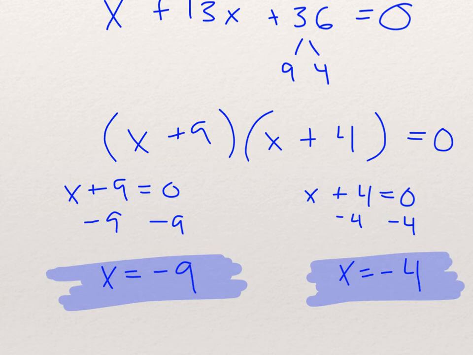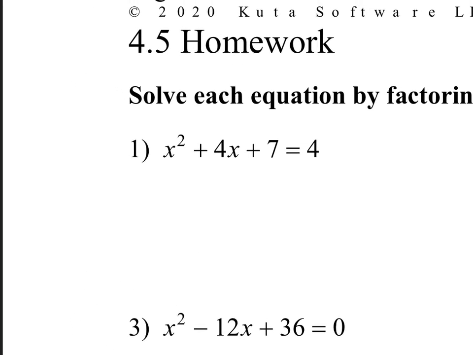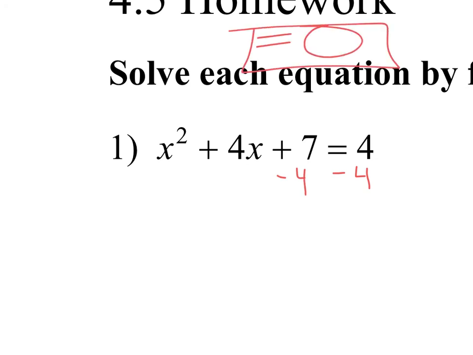So don't turn in the notes. All right, let's look at number 1. What should we do first? Subtract 4. We have to be equal to 0 to start. So we need to move that 4 to the other side. So we have to combine the 4 with the like term, which is 7. So it would be 7 minus 4. So we get x squared plus 4x. What's 7 minus 4? 3 is equal to 0.